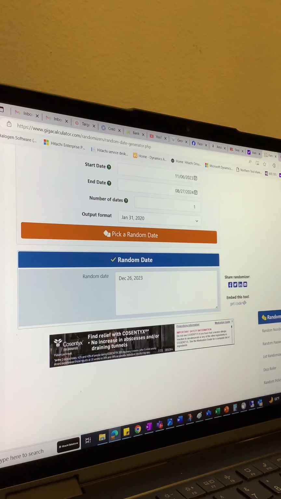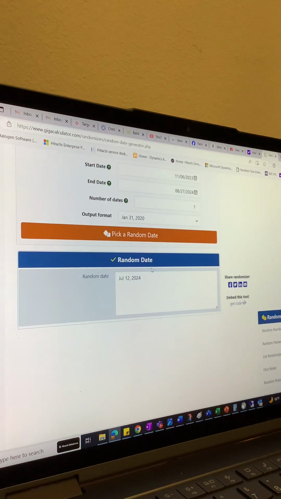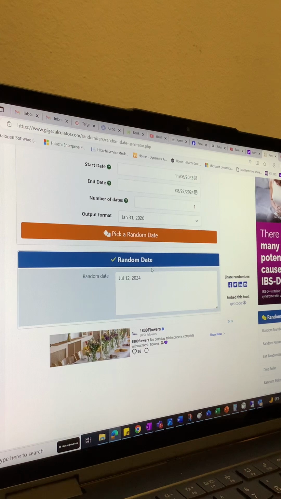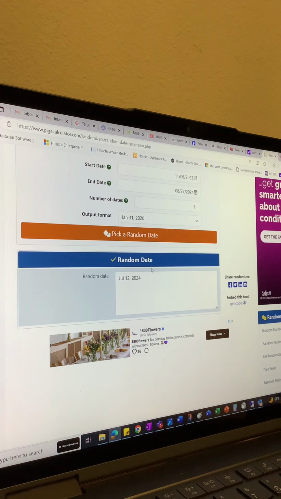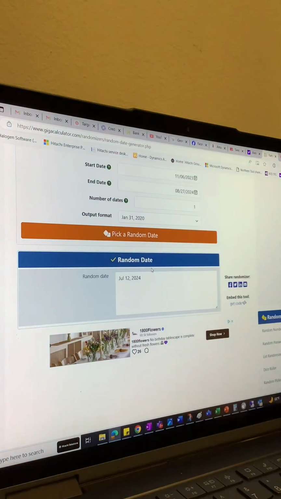Next up we have Lewis, also known as Louie for those who don't know. Louie, your date is July 12th. And you get Peyton's amount for that day. Aha! On July 12th, Peyton had 710. So we have pick number 1.